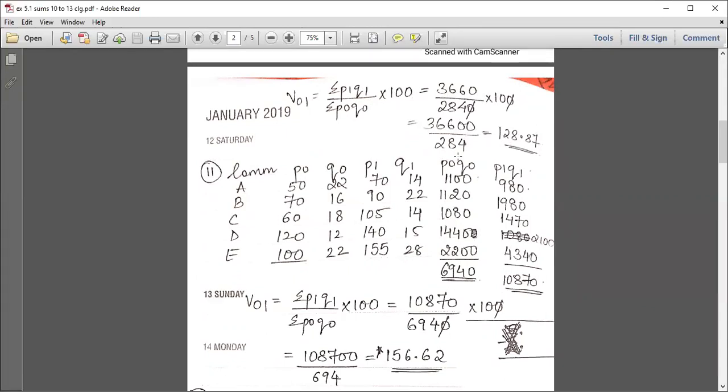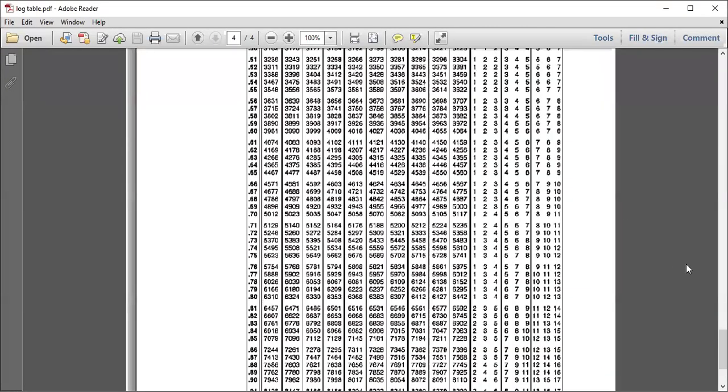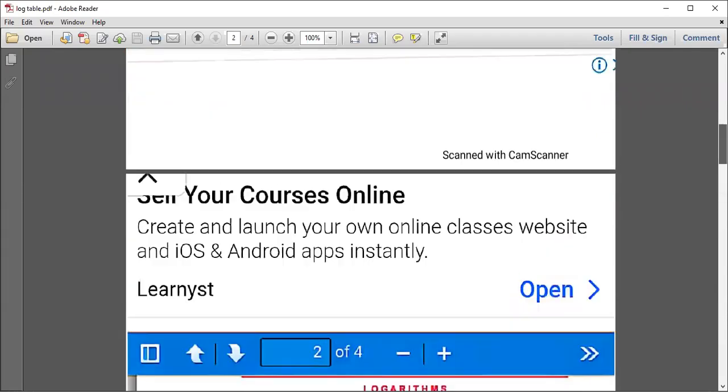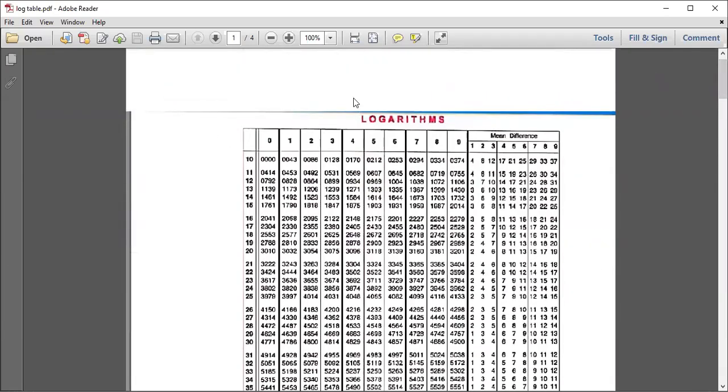Again, we'll solve this sum with the help of logarithms. So what was the number? 36,600 divided by 284. Okay, so we'll solve this by log. So I'll just solve it here. Y'all will also do it along with me so that you will understand how to solve it. At least solve one sum together with me. So 36,600 divided by 284. This is the figure.